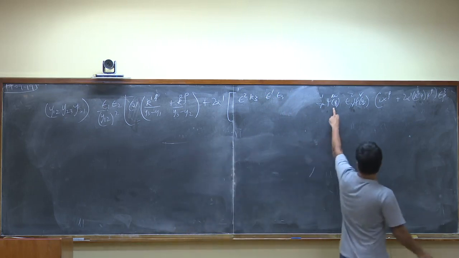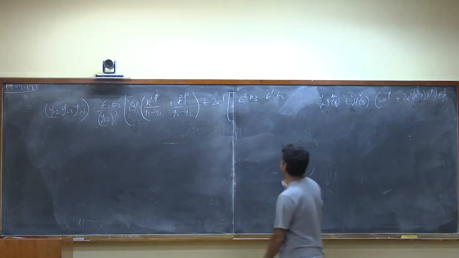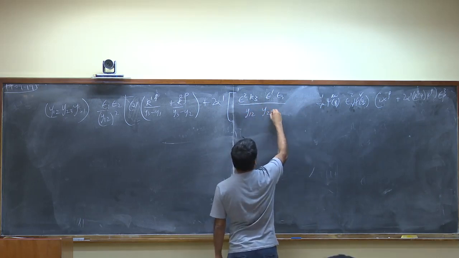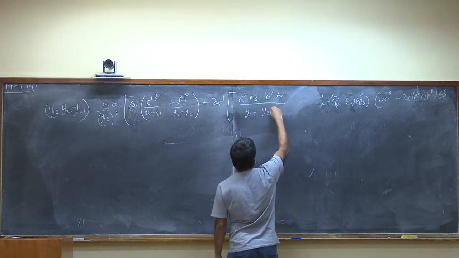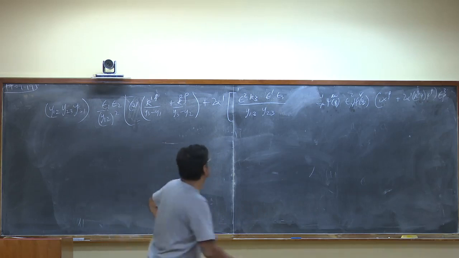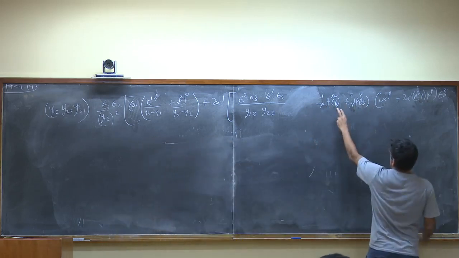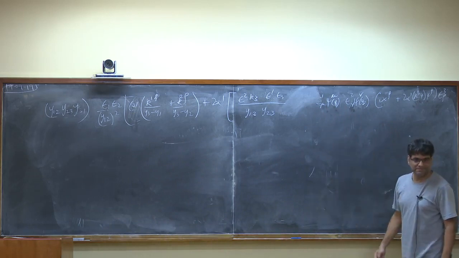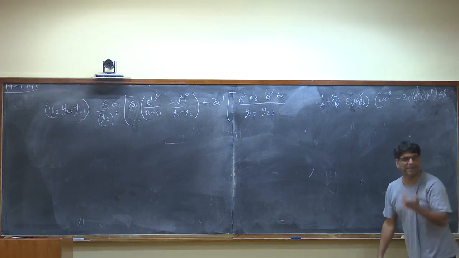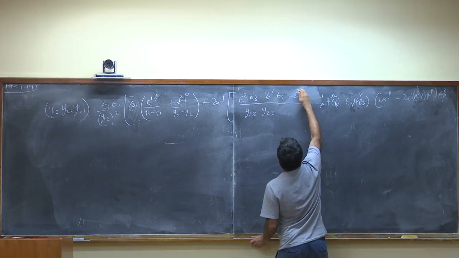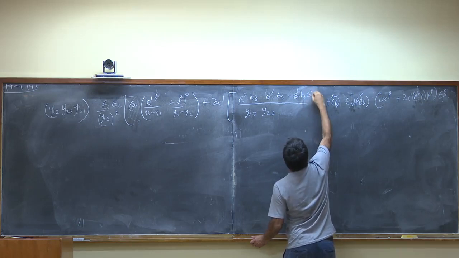Now, what about the factors of y's? This was y12, y13 and y23. Right? Because now the contractions this way get the same y12, y13, y23. Same, but there's a minus sign. So this is minus epsilon 1 dot k3 and epsilon 2 dot epsilon 3.